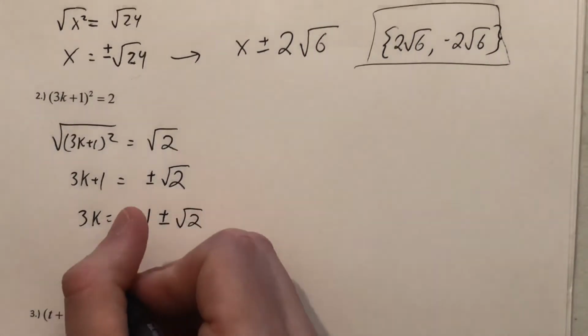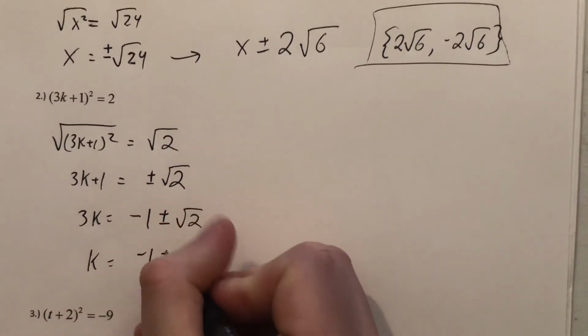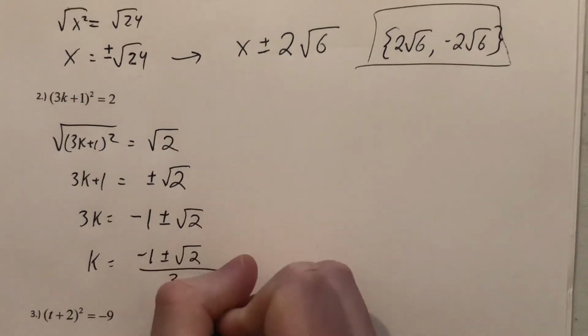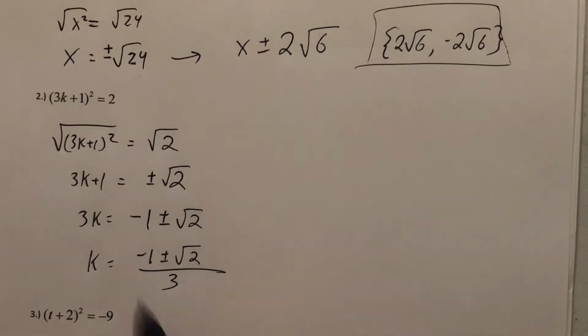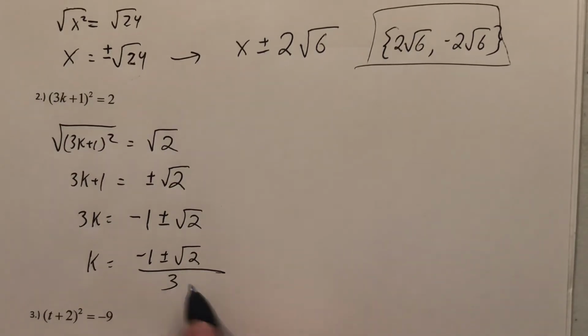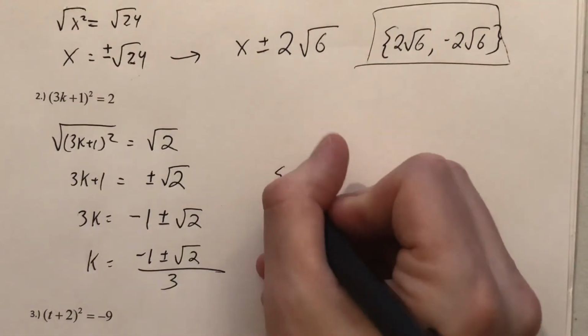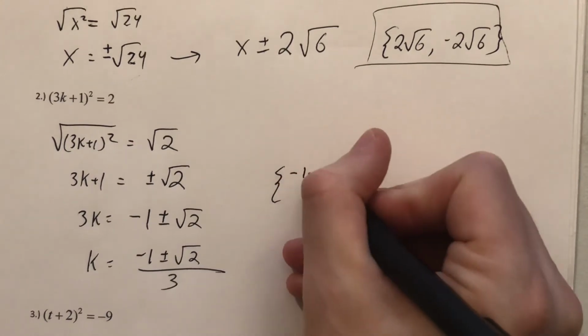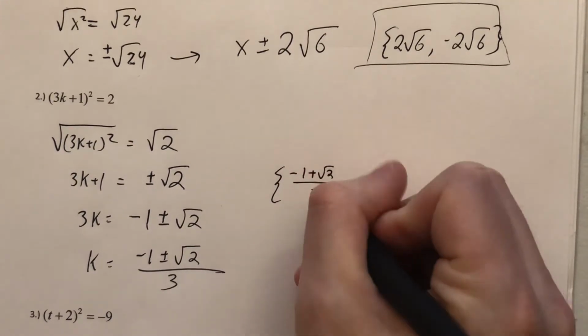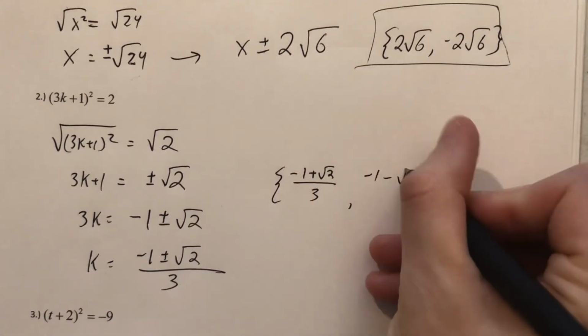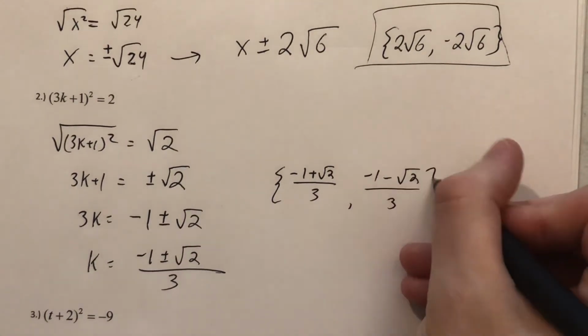And then dividing by the 3, negative 1 plus or minus root 2 being all divided by that 3, right? Dividing both sides by 3. You could, again, separate them into individual terms also. But that leaves us with our two solutions of negative 1 plus root 2 over 3 and negative 1 minus root 2 over 3.